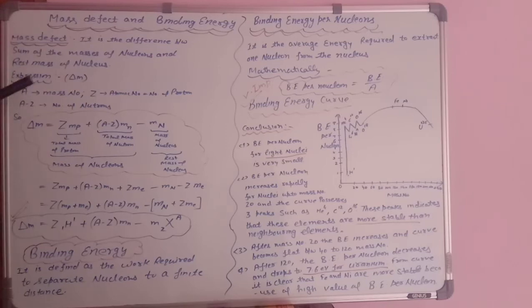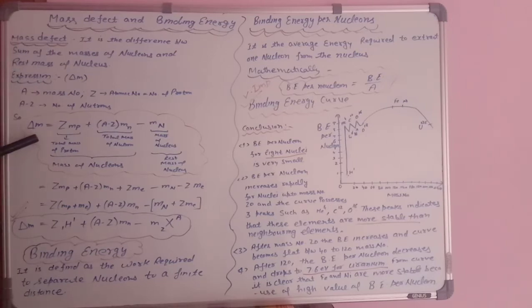And this mass defect is denoted by the letter delta M, capital delta, just like a triangle, M. Okay, so we will find an expression for it, which is very simple. A is the mass number, Z is the atomic number. And students, you know the atomic number is equal to the number of protons. A minus Z is the number of neutrons. How to calculate neutrons? A minus Z.